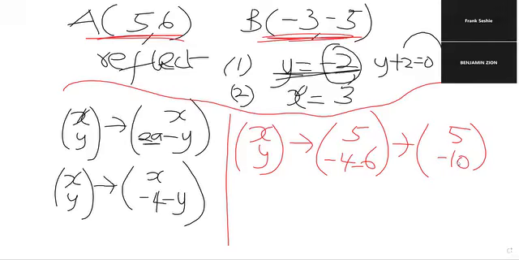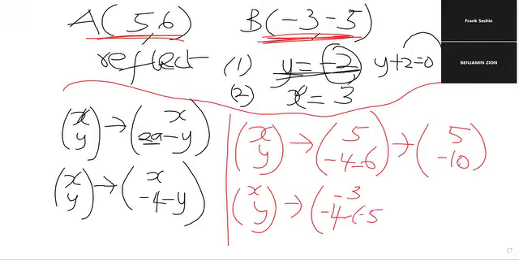If I'm reflecting (-3, -5), it means my x part is -3 and my y is -5. So that's -4 minus -5. So that becomes (-3, -4 plus 5), and that is what? 1. And these are the images that I'm going to plot. If you are doing it graphically, then you plot that on the graph.